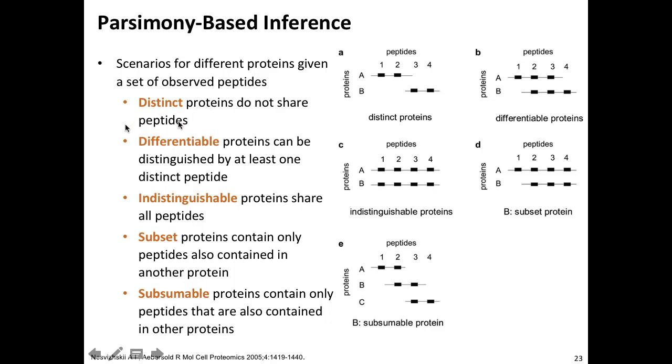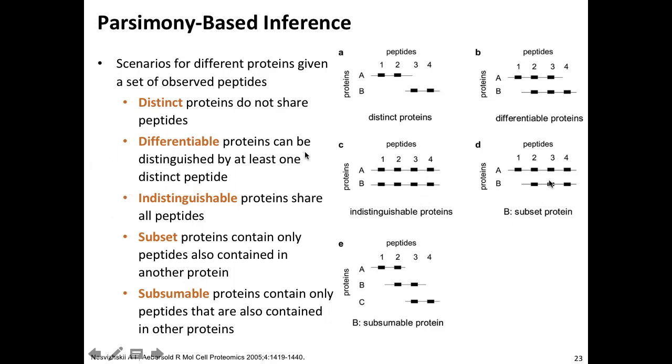Distinct proteins do not share any peptides. Yeah? So you cannot confuse 2 distinct proteins. Differentiable proteins can be distinguished by at least that 1 distinct peptide. So either that peptide is there or not. That turns them into something that you can distinguish or something that you can potentially confuse. The indistinguishable proteins, like this guy here, no matter what you do, will not be able to keep A and B apart. You will only be able to make statements about A and B, never about A or B.